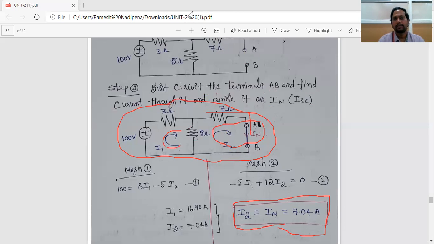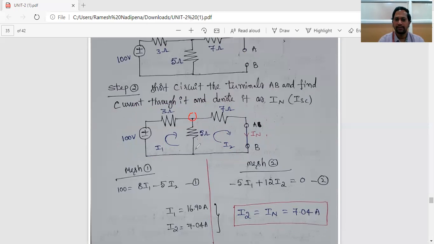Of course, if you want to calculate the IN value by using nodal analysis, I first identify the number of nodes. This one is node 1 and this is node 2. As per the node analysis technique, node 2 should be grounded. Now assign variables to the nodes whose voltages are unknown. That means here V1 voltage, here V2 voltage, but V2 should be 0.